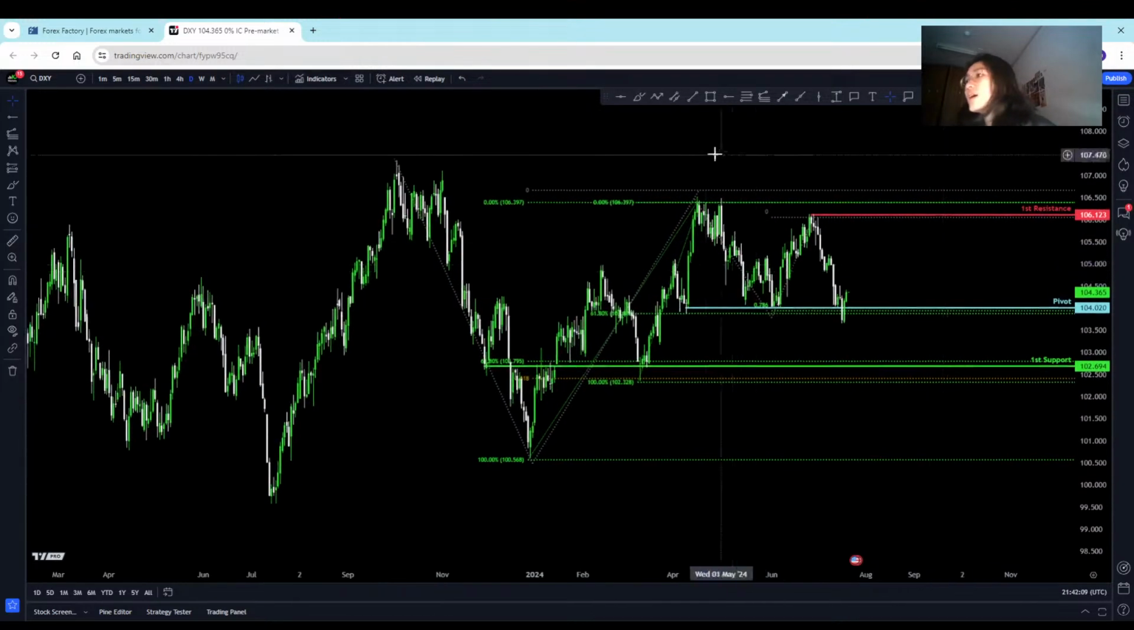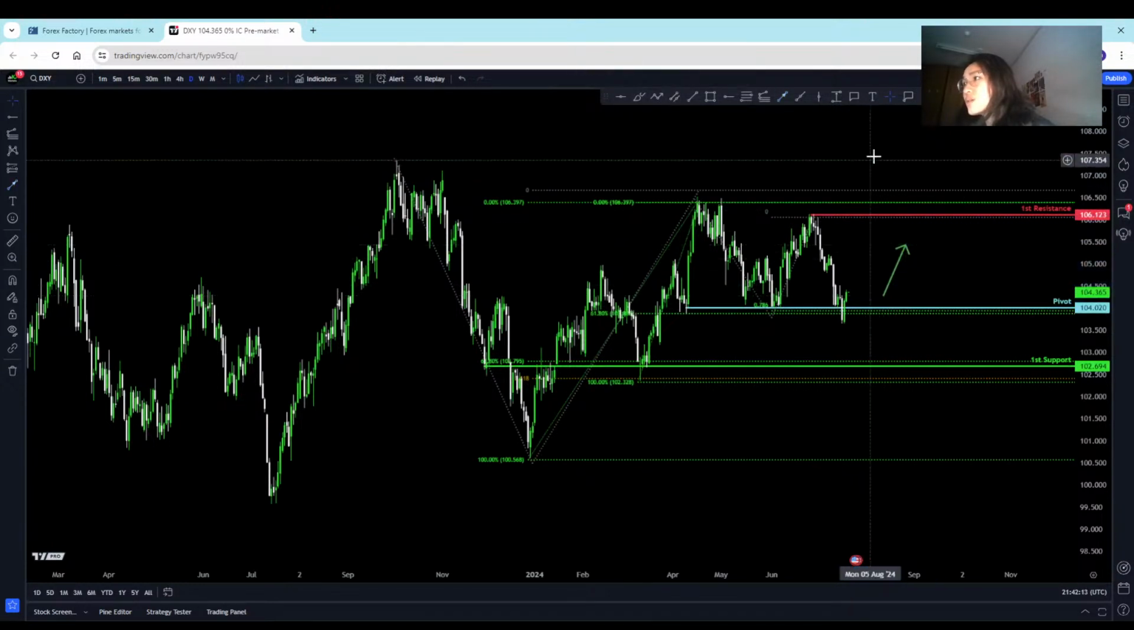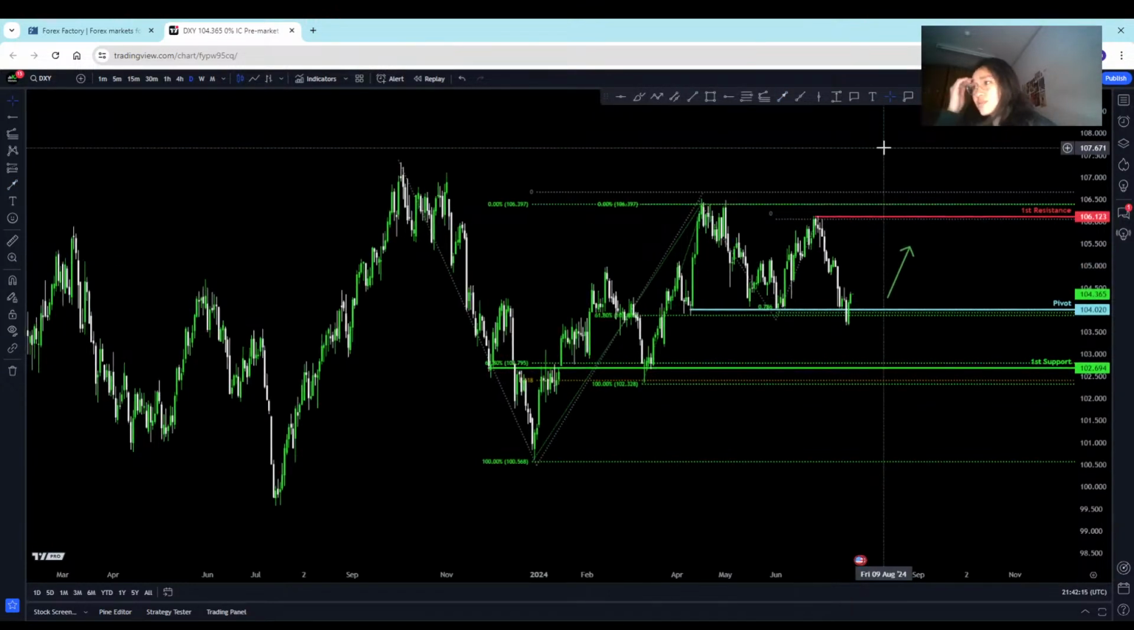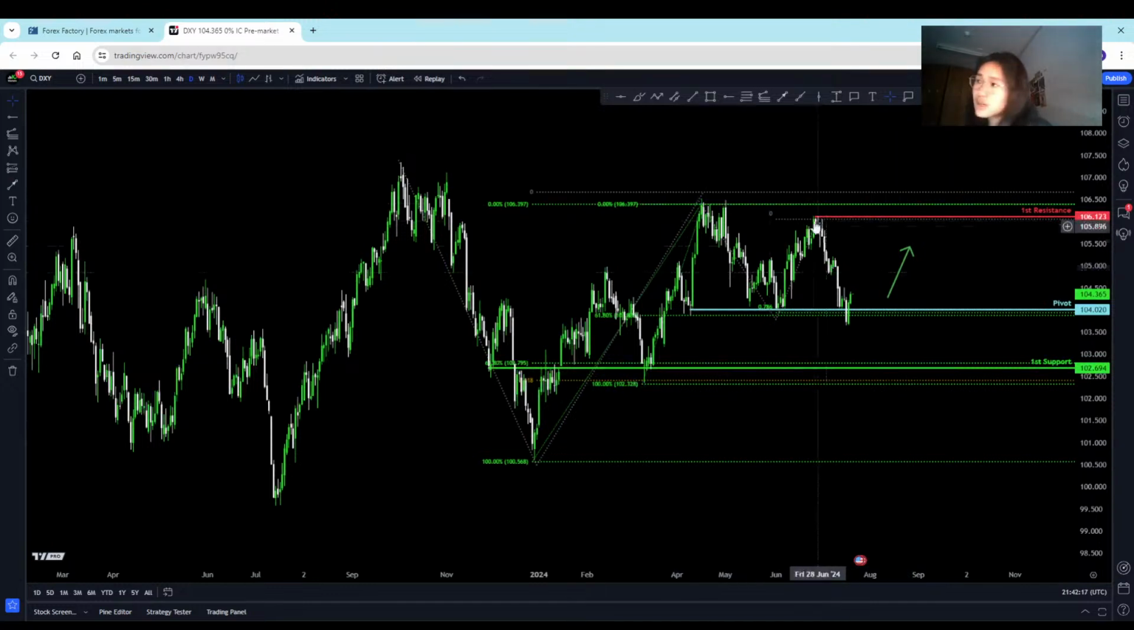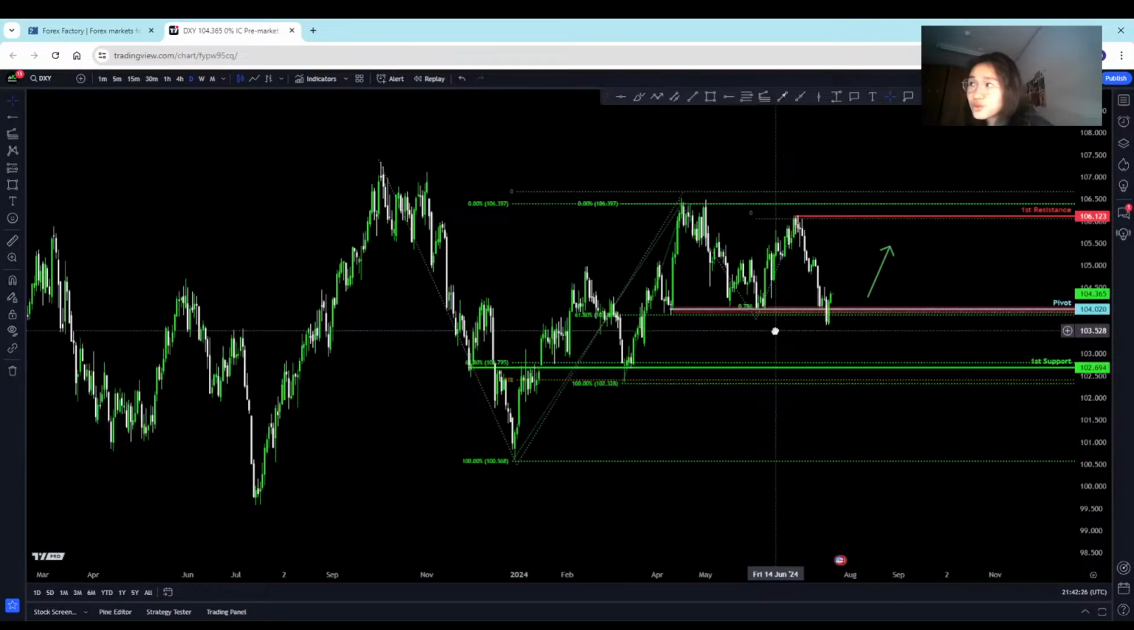Okay, so here it looks like prices are going to move upwards towards our first resistance, since it is rebounding off of our pivot here, and our pivot is also a multiple swing low, and it's also in line with two Fibonacci levels, so it makes it a confluence area as well.